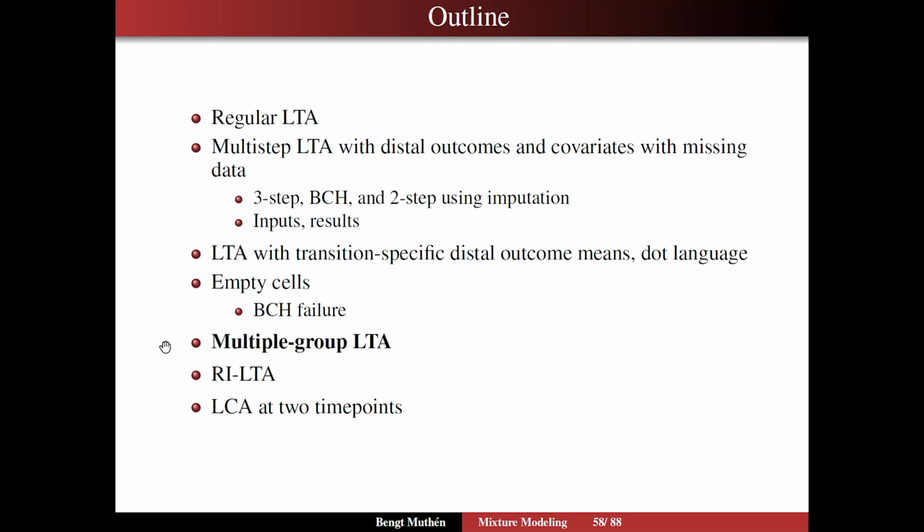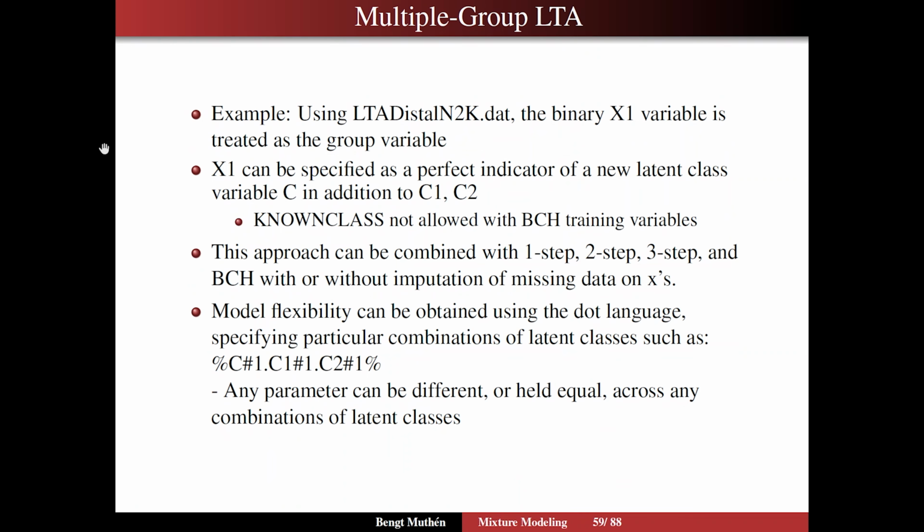We're now ready to turn to multiple group LTA. Slide 59 then. We're going to use the same data set as before early on in this talk for multi-step analysis. We're going to treat the binary x1 variable as a group variable. Could be male female, for instance. And we can do that by specifying x1 as a perfect indicator, I'm going to say what that means, of a new latent class variable c in addition to c1 and c2.